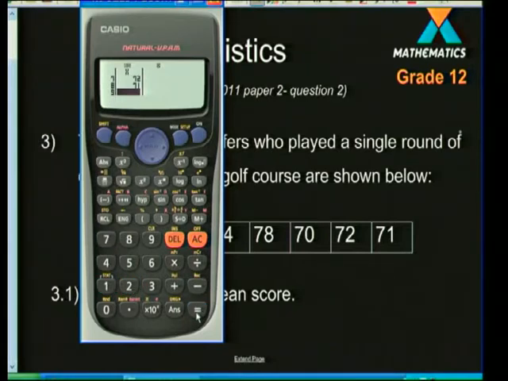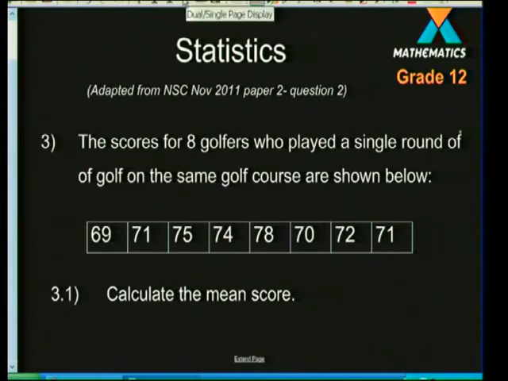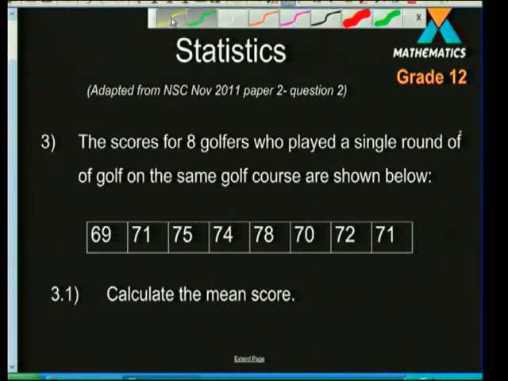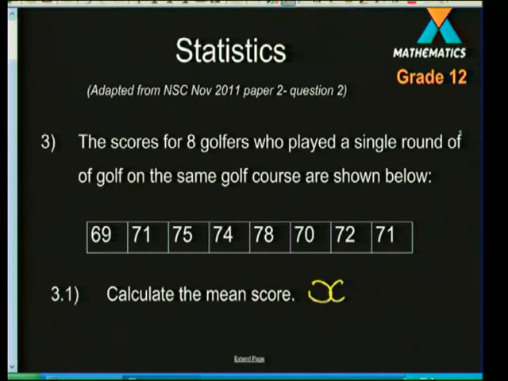Once you've got that, what we do is press AC, Shift 1. That's going to bring up all your different variations that you can choose, and the one we are interested in is number 4. If we're looking for your mean, guys, remember x bar, number 2, is the notation for your mean. So we press equals, and it's 72.5. So the mean score for your data is going to be 72.5.